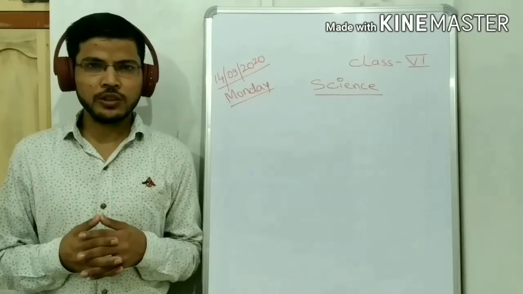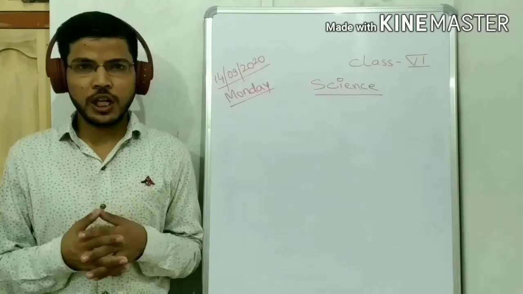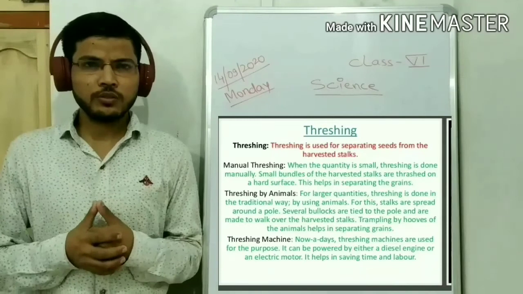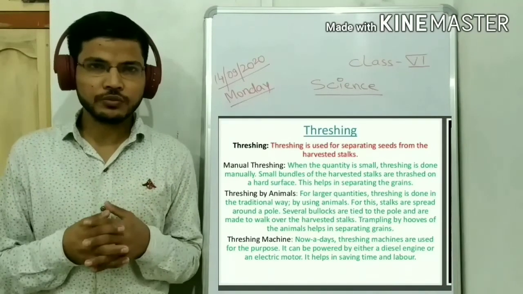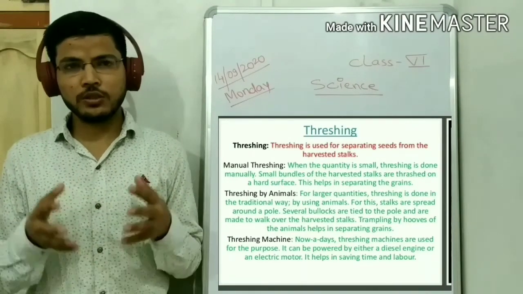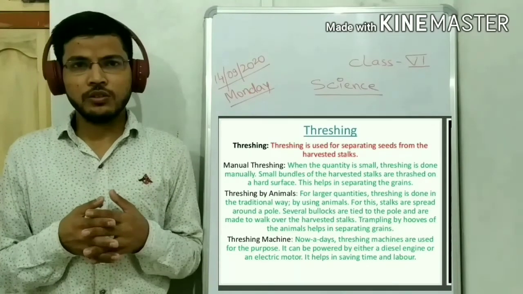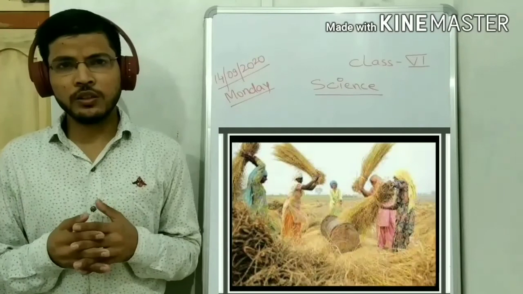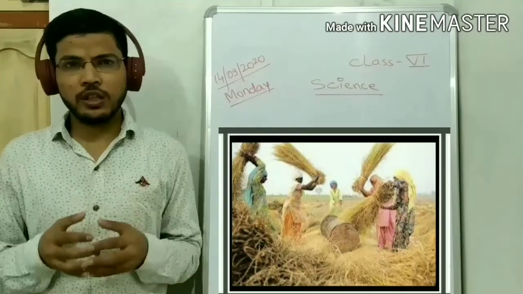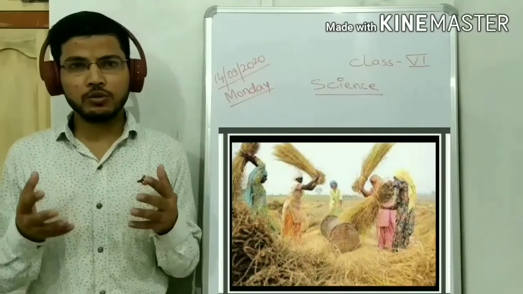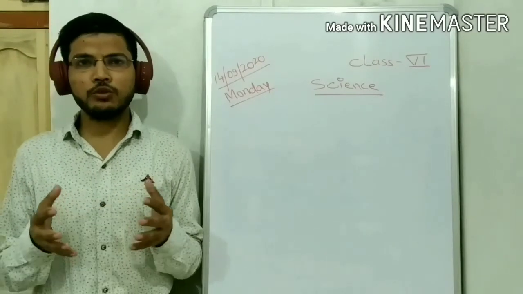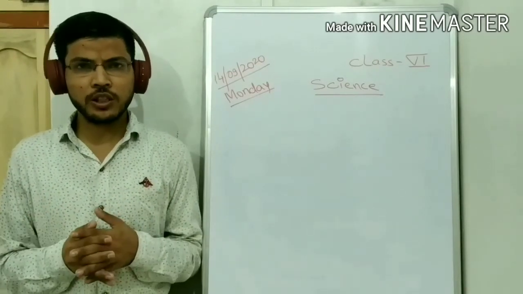Now the next process is threshing. Have you observed a farmer taking out wheat from the chaff? Yes students, this removal of chaff from the wheat is called threshing. Threshing is done mainly in three ways: either manually, or by the use of a machine, or by the use of animals. Nowadays, it is very common to use a machine to do this threshing.